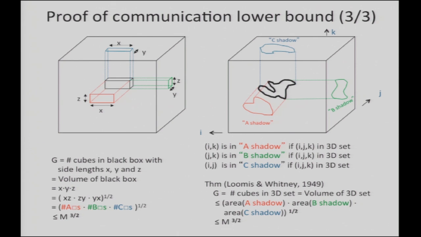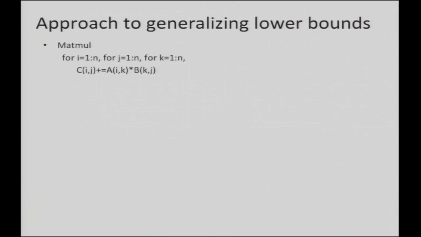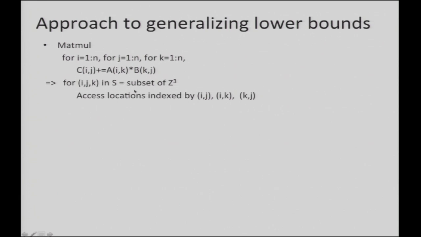So again, let me just do the notation step by step. There's matrix multiply. And all I need to know about it is that I'm iterating over some subset of 3-dimensional space, some subset of triples of integers, and I'm accessing locations which are the subscripts of the 3 matrices, A, B, and C. These are my projections onto the shadows. Okay? So now, what's the general case?